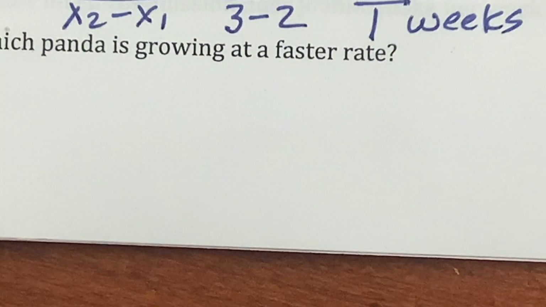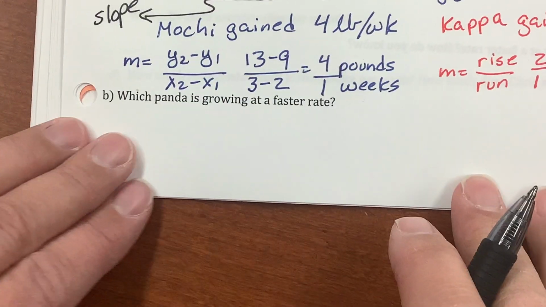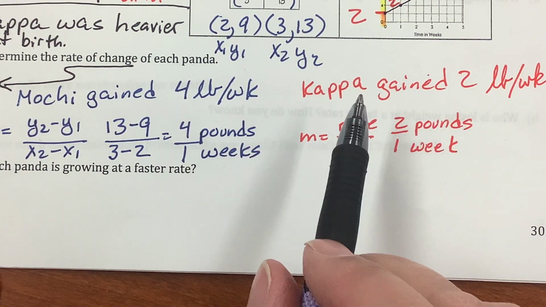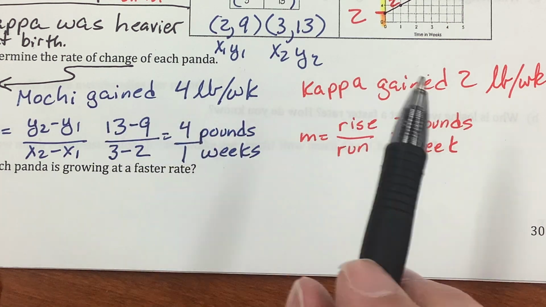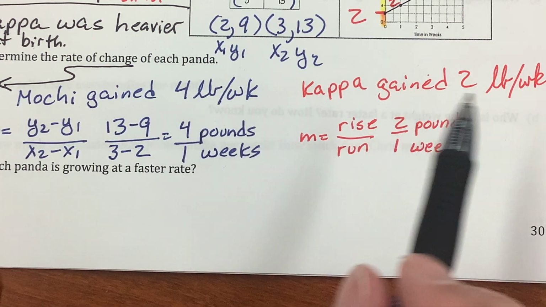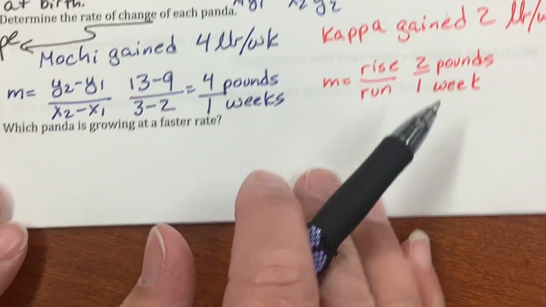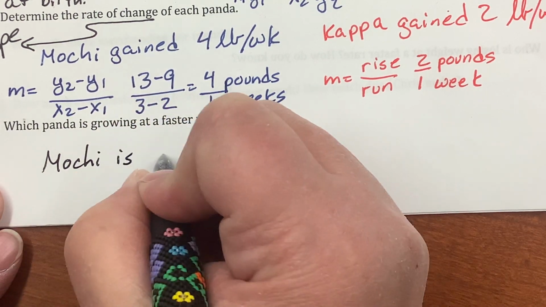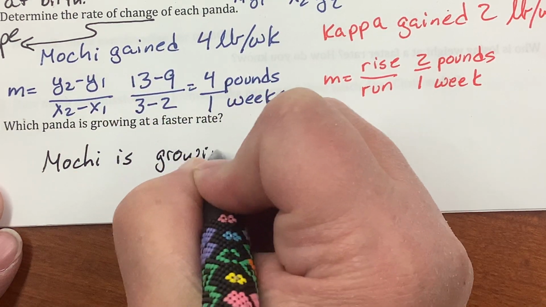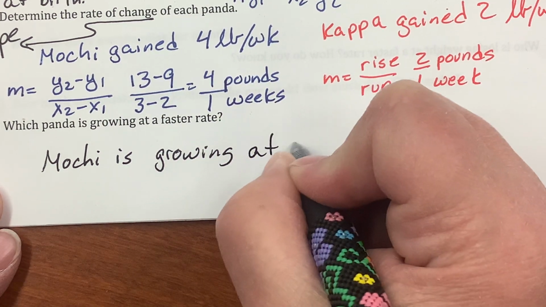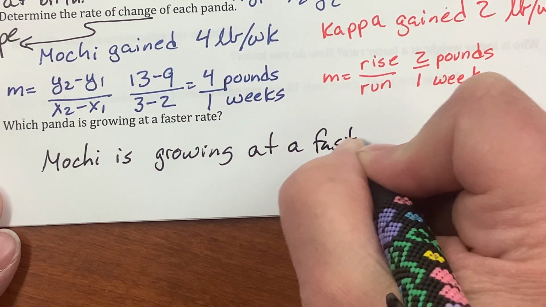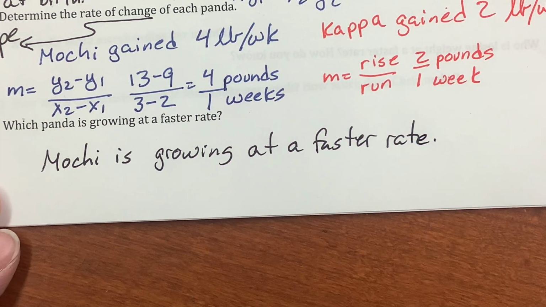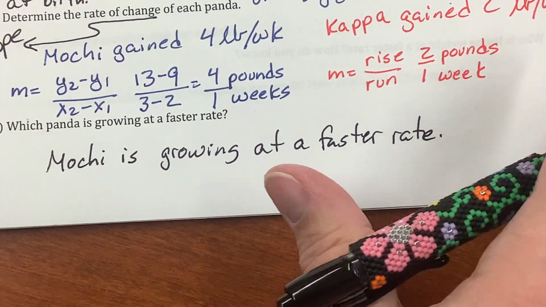Which panda is growing at a faster rate? Well, let's look at them both now. Oh wait, Moshi's gaining, no, Moshi's gaining 4 pounds per week. Kappa's gaining 2 pounds per week. 4 is bigger than 2, so Moshi wins. Moshi is growing at a faster rate. Go Moshi. There we go. Easy enough. Let's take a look at the next problem.